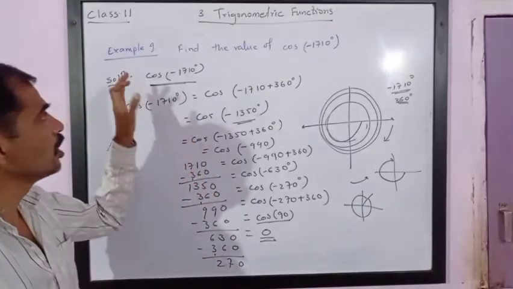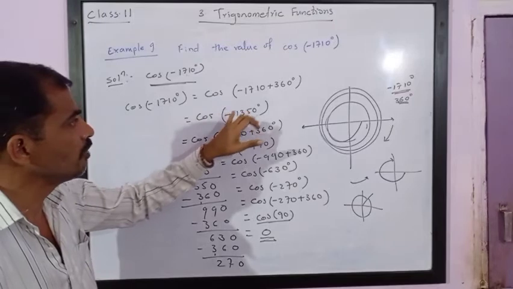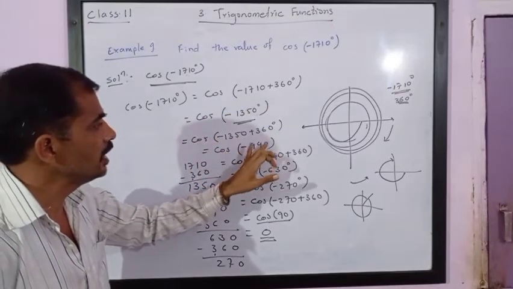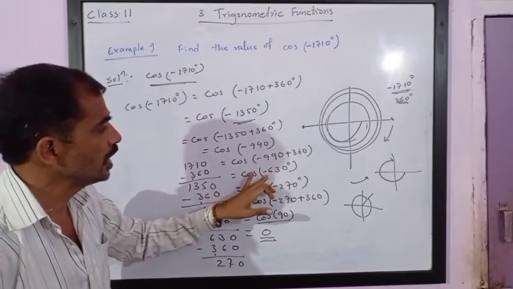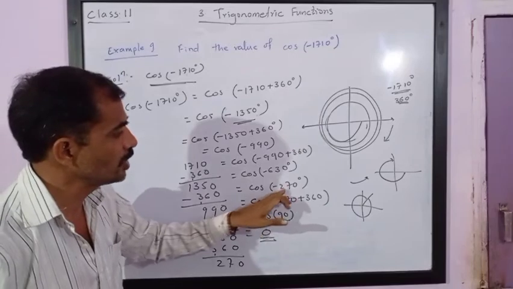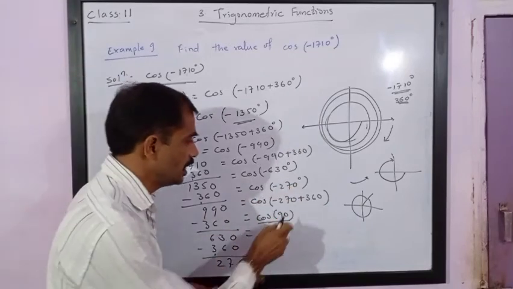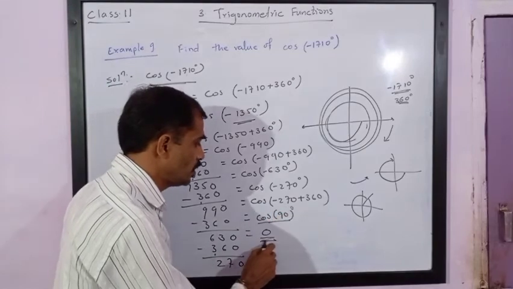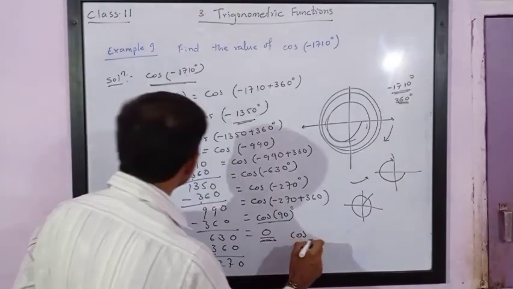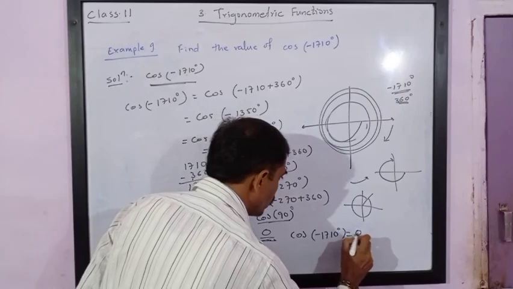Thus please note that cos of negative 1710 degrees is equal to cos of negative 1350 degrees, is equal to cos of negative 990 degrees, is equal to cos of negative 630 degrees, is equal to cos of negative 270 degrees, and is equal to cos of 90 degrees. That is, the value is 0. Cos 90 is 0. Hence, we can say that cos of negative 1710 degrees is equal to 0.